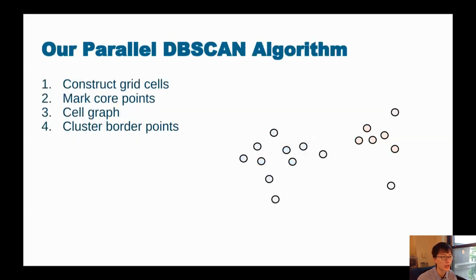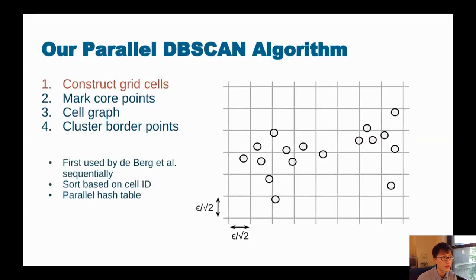On the other hand, our efficient parallel DBSCAN algorithm borrows the intuition from existing sequential algorithms. We first construct grid cells on points where the side length of each grid cell is epsilon over the square root of the dimension. In 2 dimensions, this is epsilon over square root of 2. This technique was first used sequentially by de Berg et al. To construct such a grid in parallel, we sort all the points based on their cell IDs and then use a parallel hash table to maintain the grid cells.